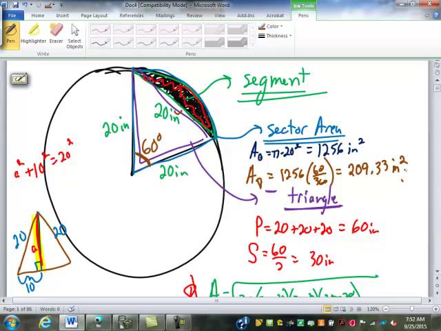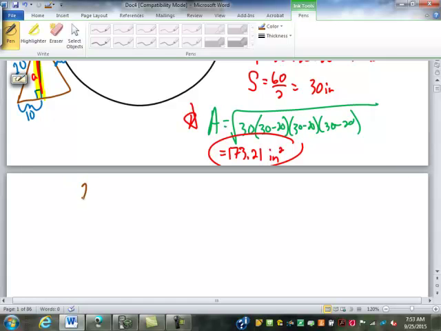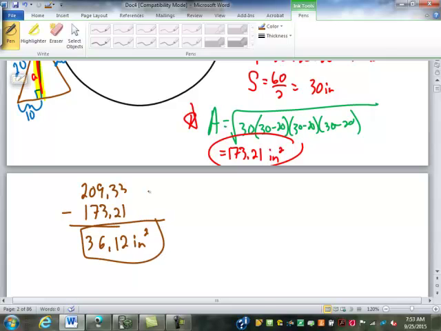So then we got to subtract. 209.33 minus 173.21 is going to give us 36.12. Correct? That is the area of our segment.